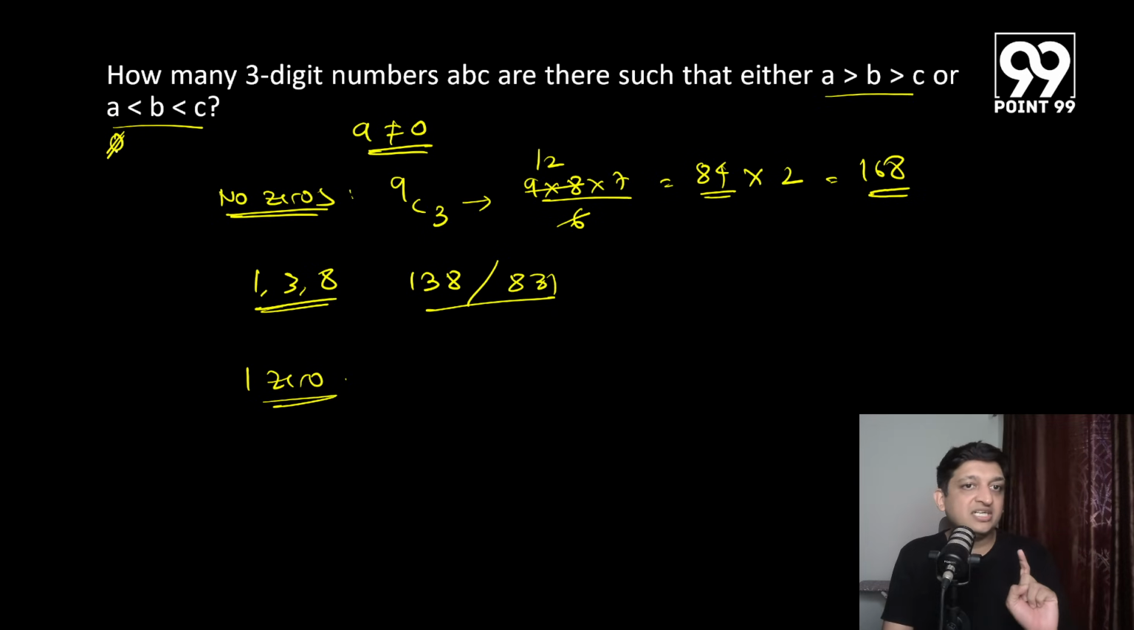It has to be a 3-digit number. B cannot be 0 because A is less than B. So this cannot be the case wherein you will get a 0 as a digit. But in this case, you can have C equals 0. B cannot be equal to 0. A cannot be equal to 0.